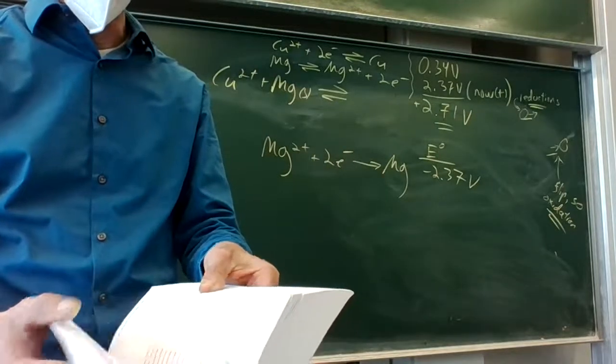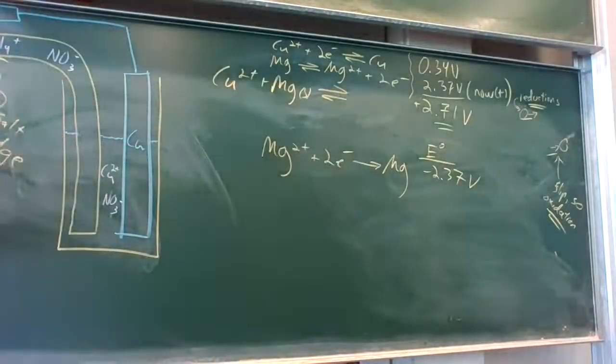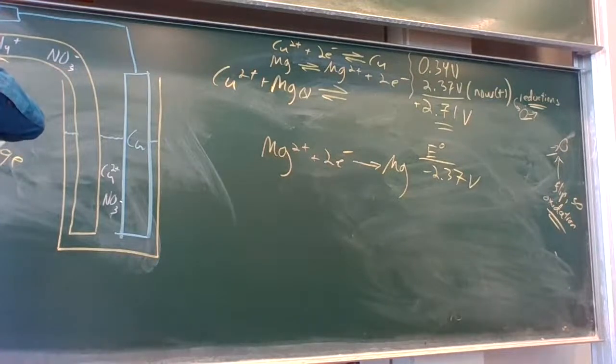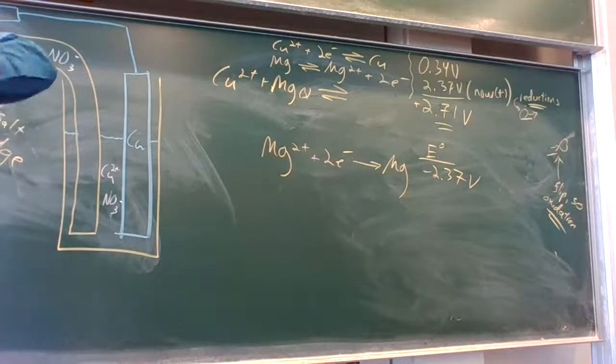Oh, hello, data. There it is. Page 569. All of these are written as reductions. They do the positive ones at the top, and they get more and more negative as you go down. What that means is the ones at the top are all spontaneous. The ones at the bottom are not going to happen at all, as written.